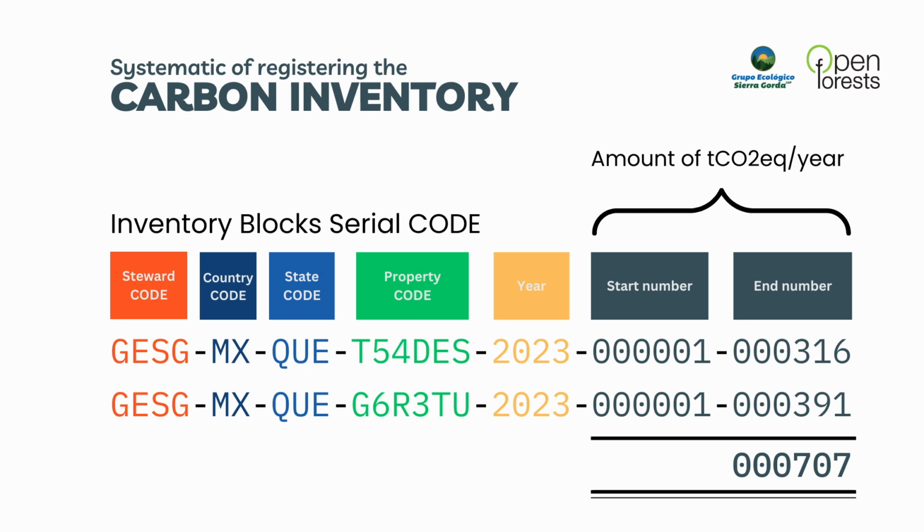Several of these inventory blocks, serial codes, together create an amount of carbon. So in this case it's 707 tons of carbon equivalent that have been recorded for these two properties within 1 year. The carbon that has been stored within a property or many properties per year is documented in this serial code, in the inventory block serial code. And this amount of carbon can now be used to fulfill a transaction towards a company.